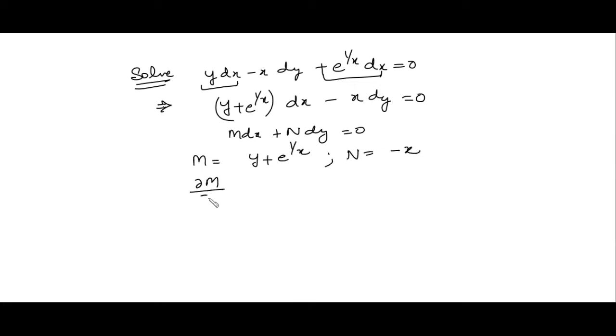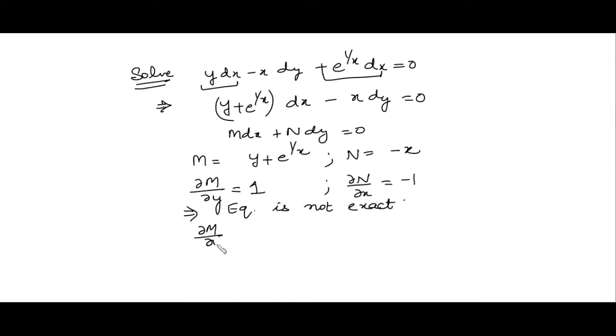Now find the partial derivative of M with respect to y. This is 1. The partial derivative of N with respect to x is minus 1. Whenever we are finding partial derivatives, we consider the other variables to be constant. So when you find the partial derivative of this with respect to y, we have to consider x to be constant, so the derivative of this will be 0. Are they same? No, they are not same. So this implies the equation is not exact. So we need to find the integrating factor.